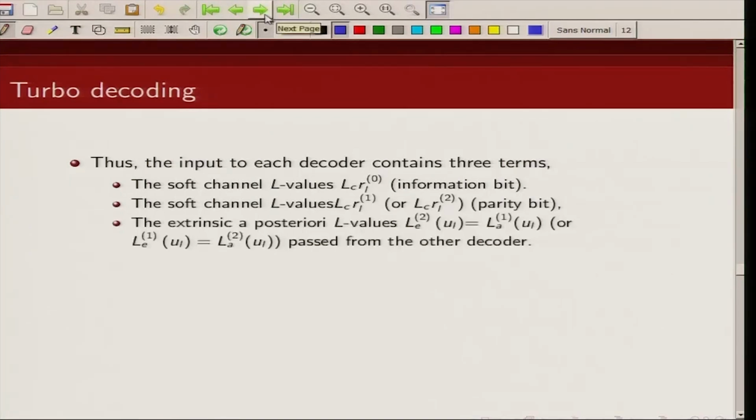I have already explained what the inputs to the decoder are. I will again repeat: one term corresponding to the received information bit, one term corresponding to the received parity bit, and one term corresponding to the a priori information which is being fed from the second decoder. The a priori information for decoder 1 is nothing but the extrinsic information coming from decoder 2 after proper interleaving and de-interleaving, because you want to ensure that the order of the information bits is the same.